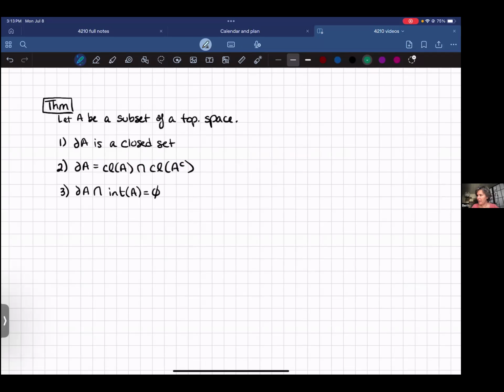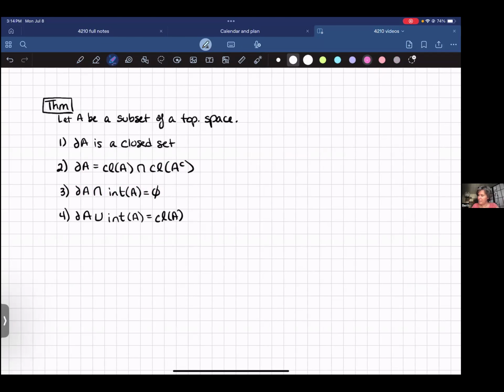Now the boundary of A and the interior of A are disjoint. Well, that's sort of clear. If x is in the boundary of A, that means that x is not in the interior of A by the definition of boundary. It's the closure minus the interior, so you've taken all the interior points out.